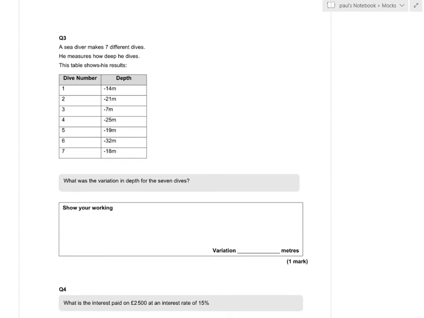Sea diver makes 7 different dives. He measures how deep they are. What's the variation? So the smallest dive is 7 and the biggest dive is 32. So if we do 32 take away 7, that's 25 meters is the variation.